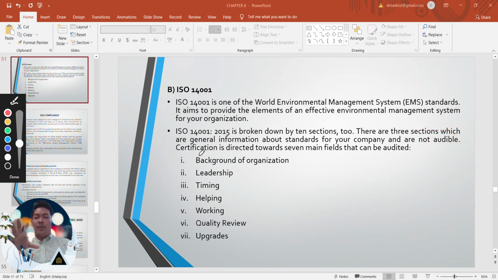So the certification is directed towards seven main fields that can be audited, which are the context of the organization, leadership, planning, support, operation, performance evaluation, and the last one is improvement.